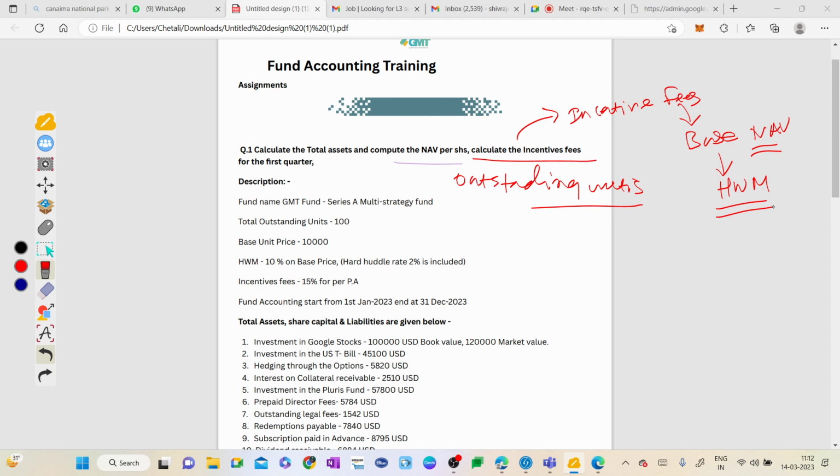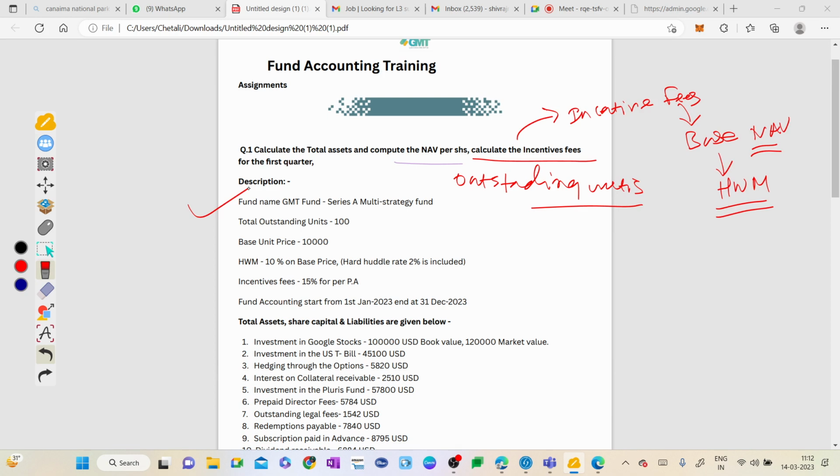So the fund name is GMT Fund Series A Multi-Strategy Fund. You would see such names in your system also: 1, 2, class A, B, C, D. That's the structure, and that's what we have used here, a fancy name, but you might see the same name in your system also.